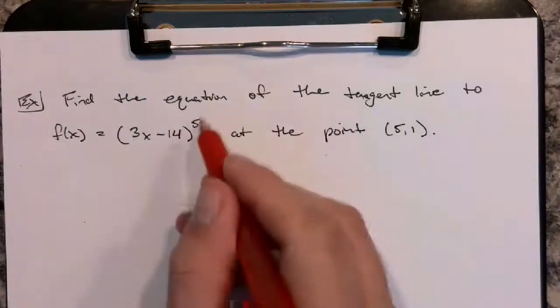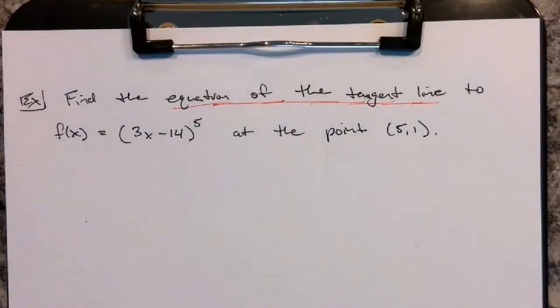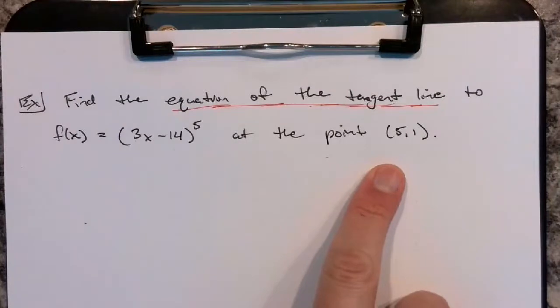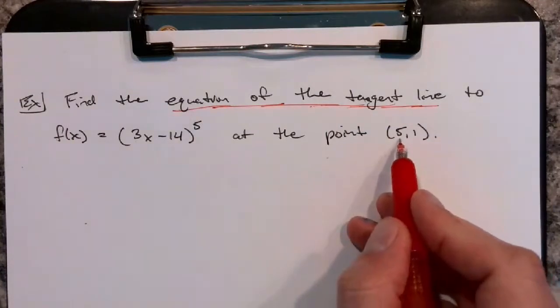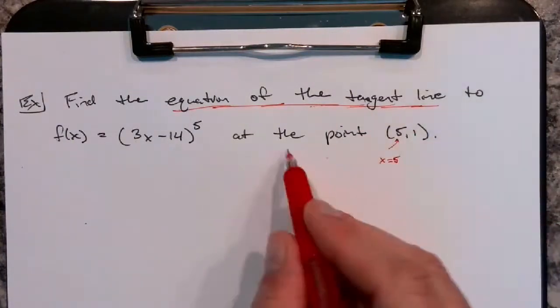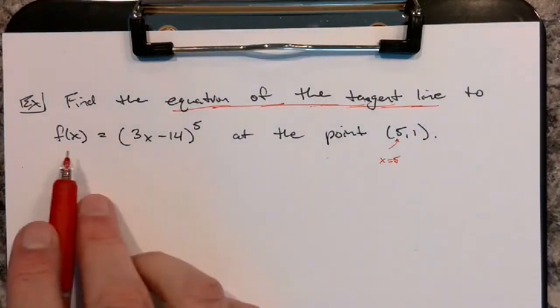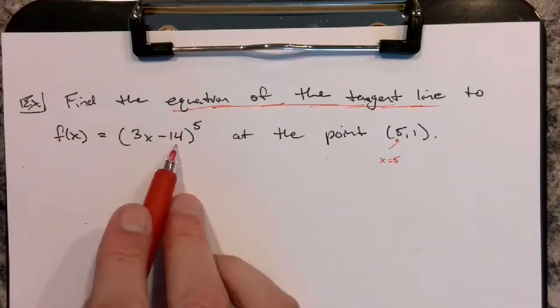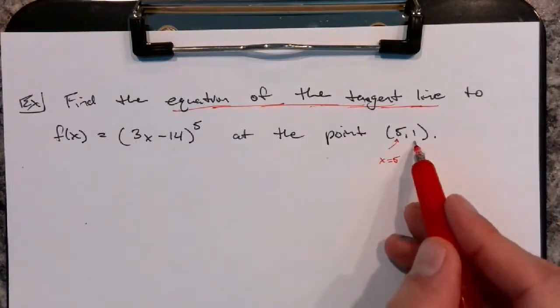So first off, equation of the tangent line. The equation of any line, you need two things. You need a point and you need a slope. They gave you the point, but we don't have the slope. The point (5, 1) means x equals 5, and you find the y value by subbing into this function. f of 5 would be 3 times 5 is 15 minus 14 would be 1. 1 to the 5th power would be 1, and that's how they're getting that y value.